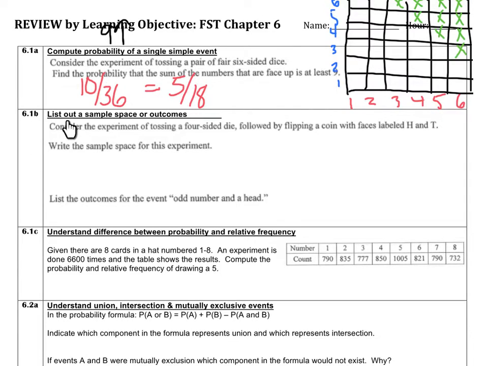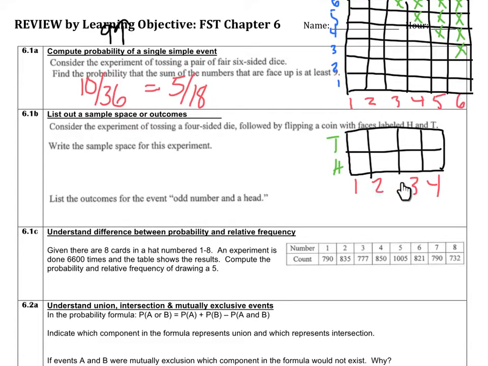6.1b, they want to list out the sample space or the outcomes. So consider the experiment of tossing a four-sided die followed by flipping a coin that has labeled an H and a T. Write out the sample space for that. I'm actually going to show you a grid of it first, and then we will write out the sample space. So the grid on this one, we have a four-sided die, so it would be 1, 2, 3, and 4. And then the choices we have on our coin are heads or tails. If you look at this grid, you can tell that there's going to be 8 possible scenarios.